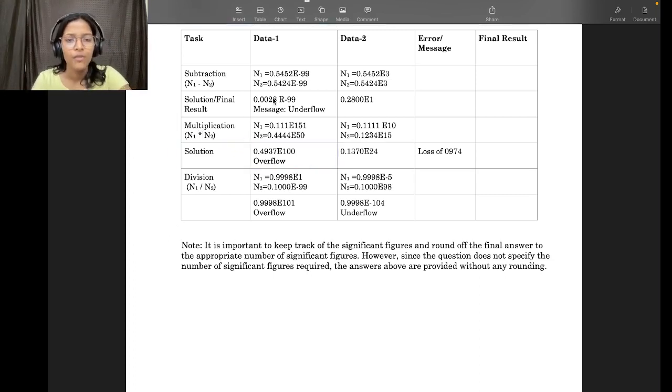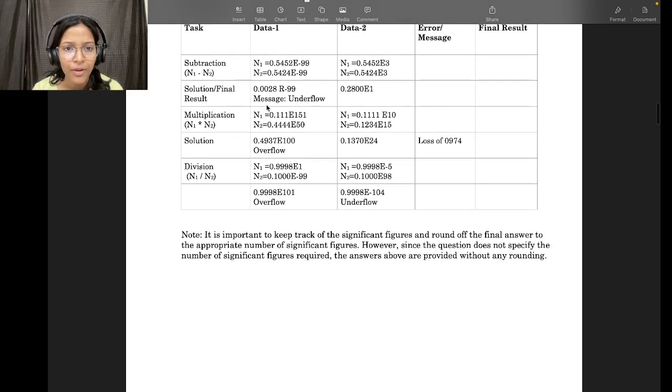Now when we subtract n1 by n2, we will get a value near 0.028 e to the power minus 99. The power is negative. When we see the exponential part of n1 and n2, we will find that the exponent of both numbers is the same, so we can easily solve it, and we get the message underflow.